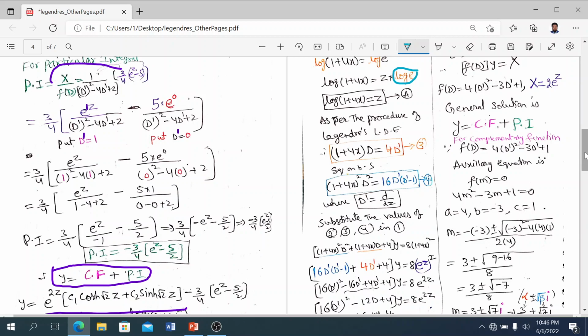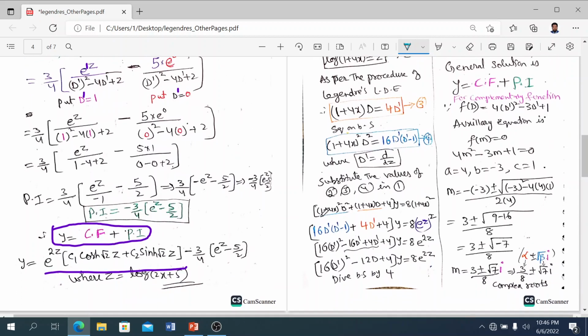This is our problem. (1 plus 4x) whole square D square means 16 D' into D' minus 1, plus (1 plus 4x) into D means 4 D', plus 4y equal to 8. As we know, 1 plus 4x is e power of z whole square.